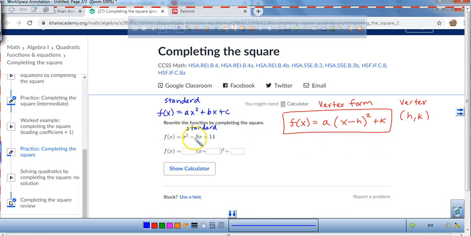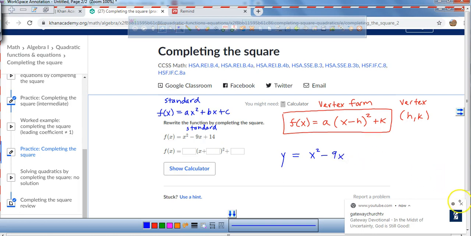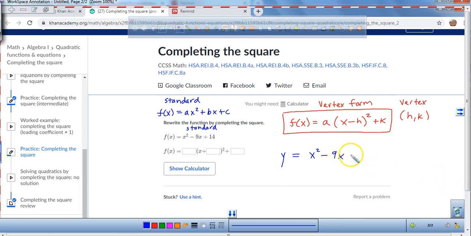So we're going to take the standard form, we're going to change it to vertex form. So here's what we're going to do. We're going to change f of x to y. So I'm just going to put y equals, I'm going to put x squared minus 9x plus 14.